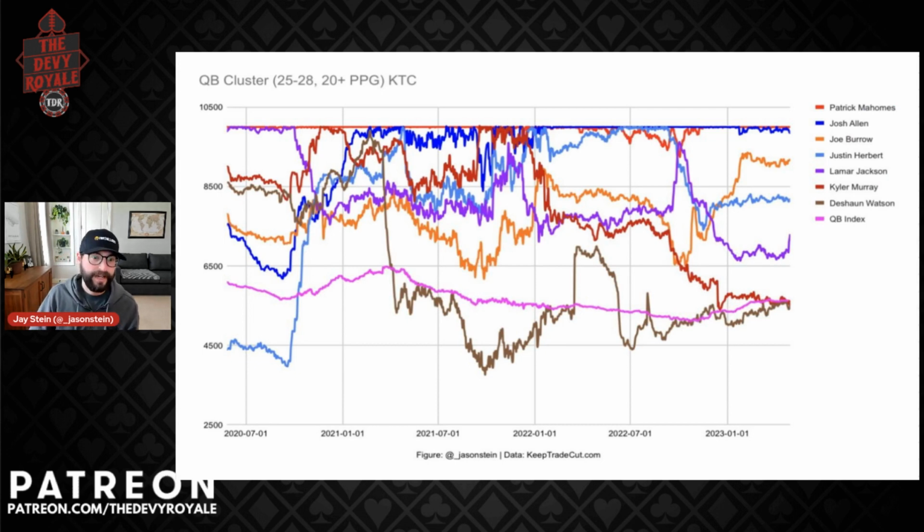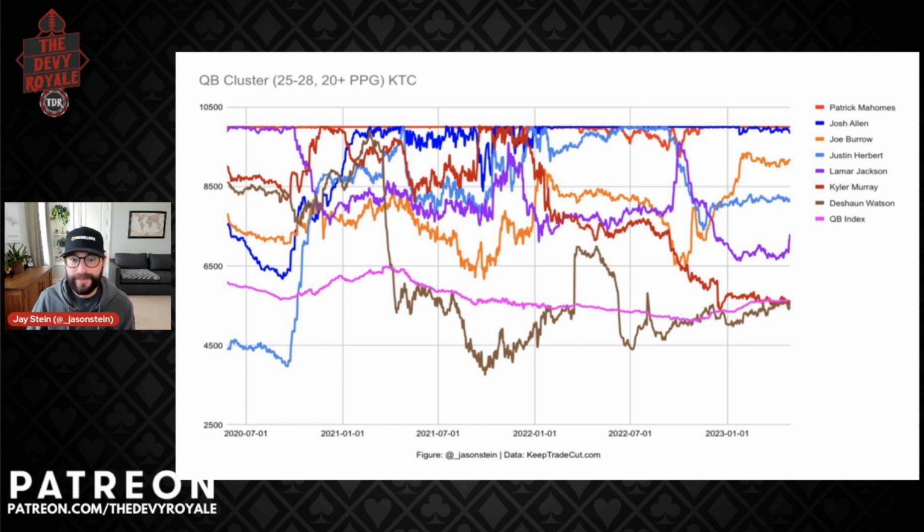These are the guys that are age 25 to 28 that score 20 plus fantasy points per game. These are the main group, the best group of quarterbacks for fantasy purposes. So this chart visualizes the clusters' KTC since May 2020, approximately 3 years. The max value a player can get in KTC is 10,000. Mahomes has been in the high 9,000s for the entire 3 years. Allen had a tremendous 2020 season and then spent the next 2 years with Mahomes in the high 9,000s.